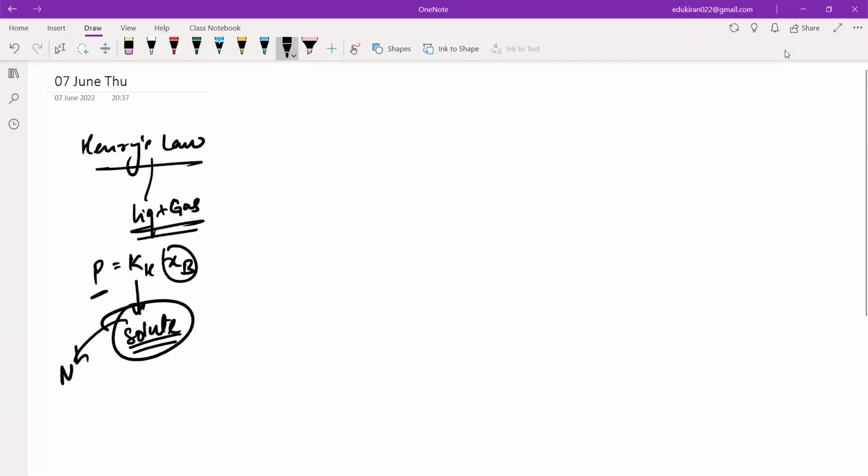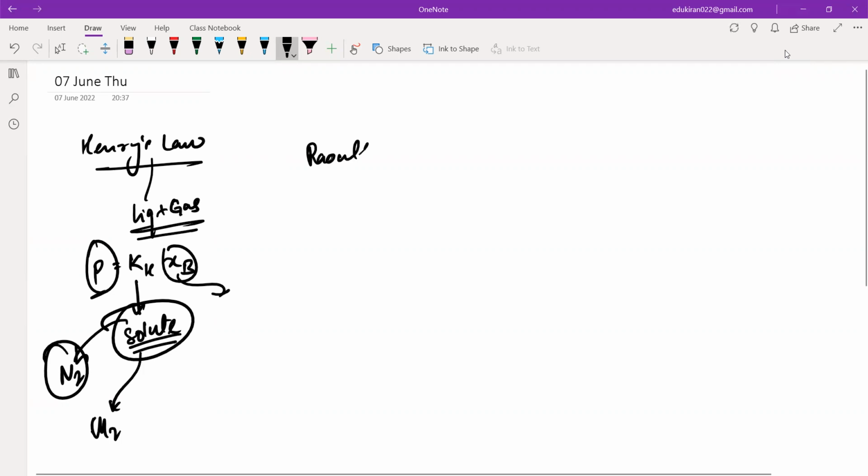For example, if you have added nitrogen, then the kH will be different. If you have added methane, CH4, the kH will be different. That means the pressure depends on the type of gas you have added, and also the mole fraction, the amount of solute that you have added. Similarly, if you see Raoult's law, what do you have? In Raoult's law, pressure is equal to P naught A chi A plus P naught B chi B. Here also the pressure is dependent on the type of solute that you have added, A and B, and also on the amount of solute that you have added.